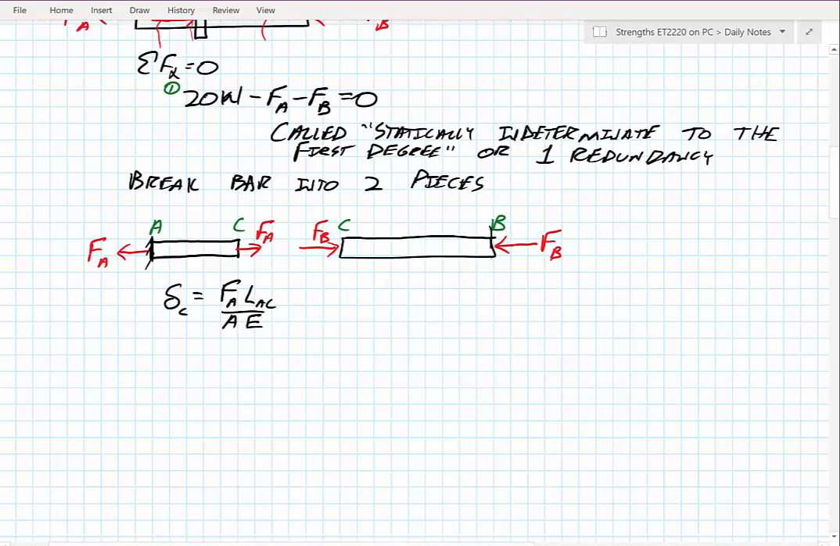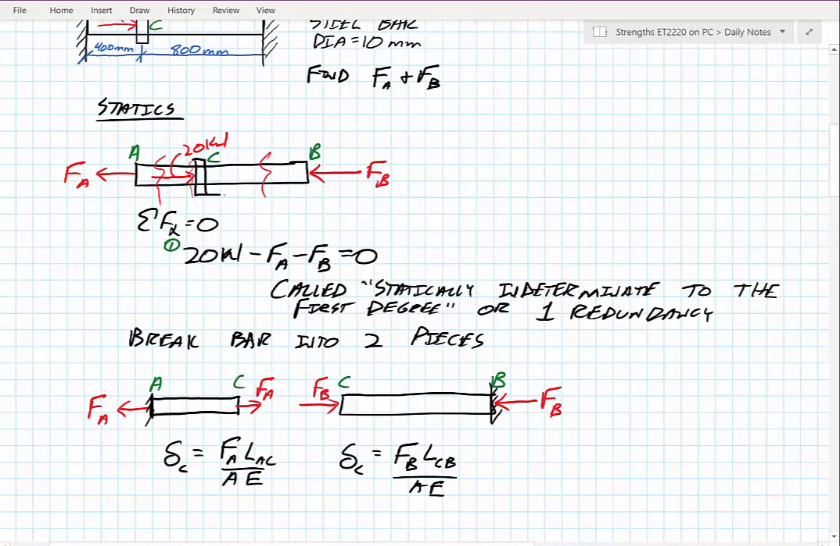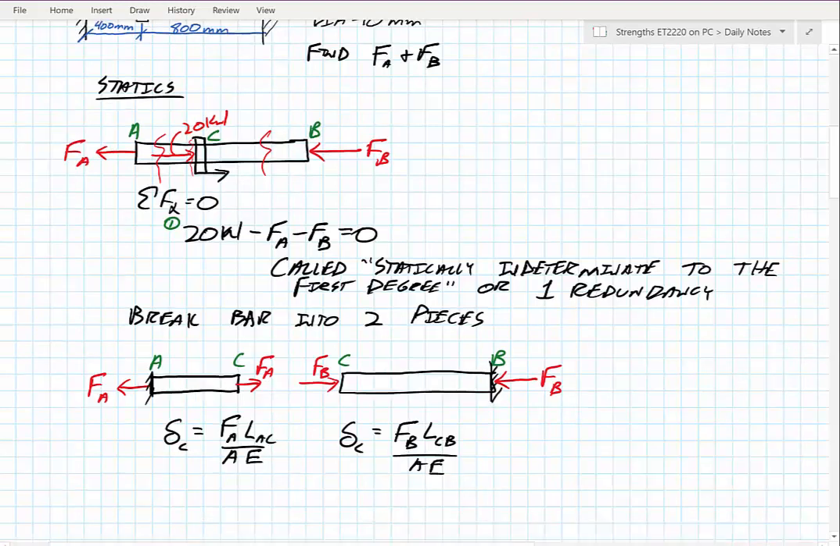Now on the other side, part B is against a rigid surface, so C is the one that would move. Once again, it would have to compress, and that would be equal to the force at B times the length of CB over AE. So what I end up with is these two equations for how far C is moving, and C can't come apart, right? So the collar moves a certain distance to the right, and it has to move the same from AC and BC.